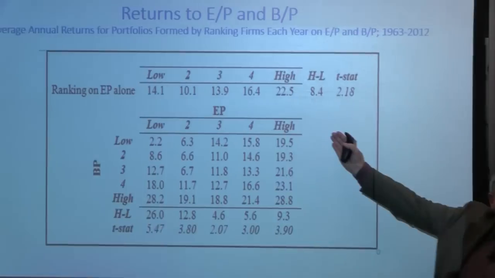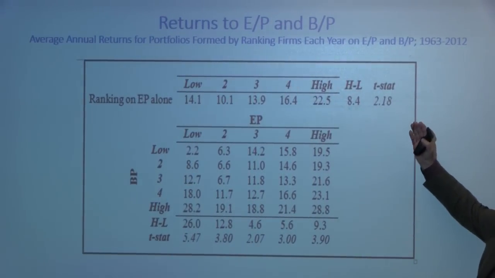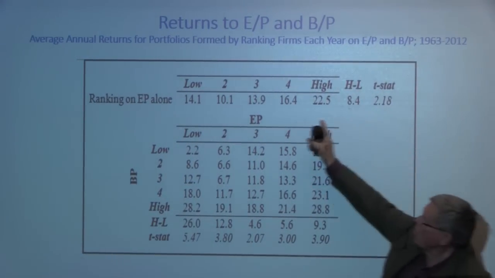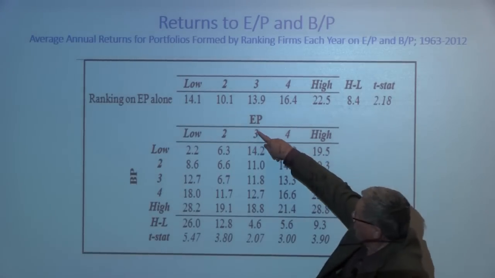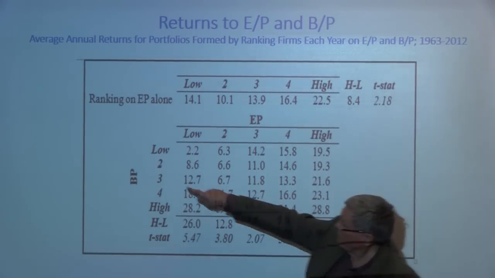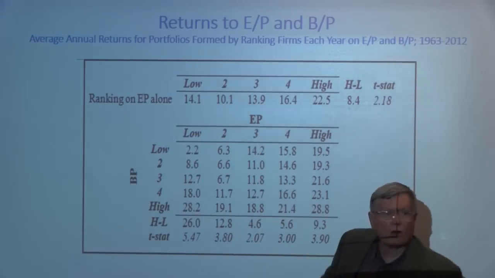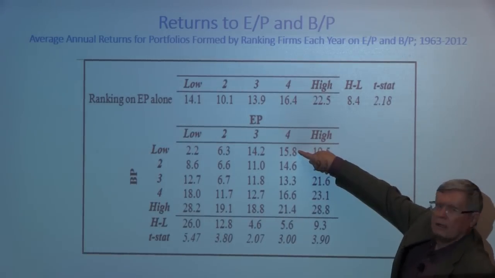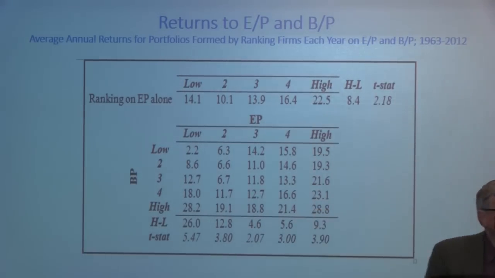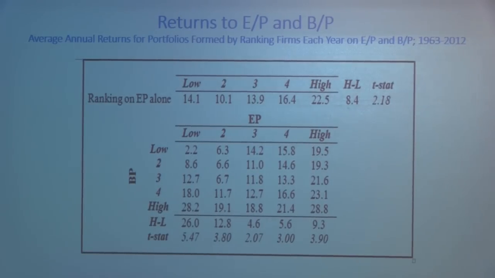Now take those same portfolios, the earnings to price portfolios, across the top here. That's the same portfolio with the same annual returns, okay? And within each of those, rank on book to price. This is book to price going down the columns here. And so you can see that for a given earnings to price, the higher the book to price, you get higher returns, okay?